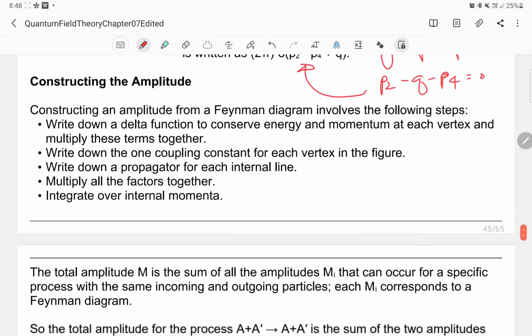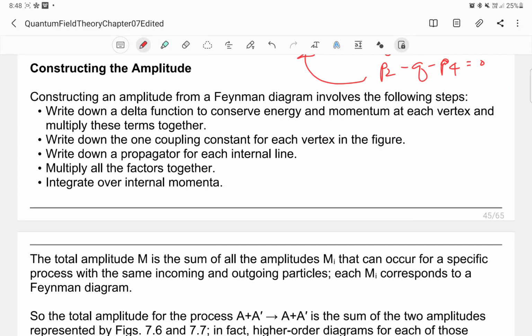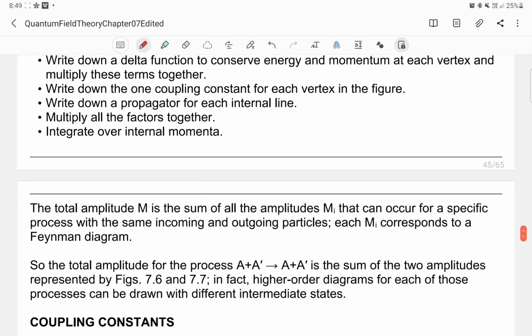Now let's construct the amplitude. Constructing an amplitude from a Feynman diagram involves the following steps. First, I'll just read verbatim. Write down a delta function to conserve energy and momentum at each vertex and multiply these terms together. So if you have two vertices, then you have two delta functions. Then write down one coupling constant for each vertex in the figure, and write down a propagator for each internal line. That means the lines in between the initial and final particles or final states. Multiply all the factors together and integrate over the internal momenta. We will see an example of that later on.